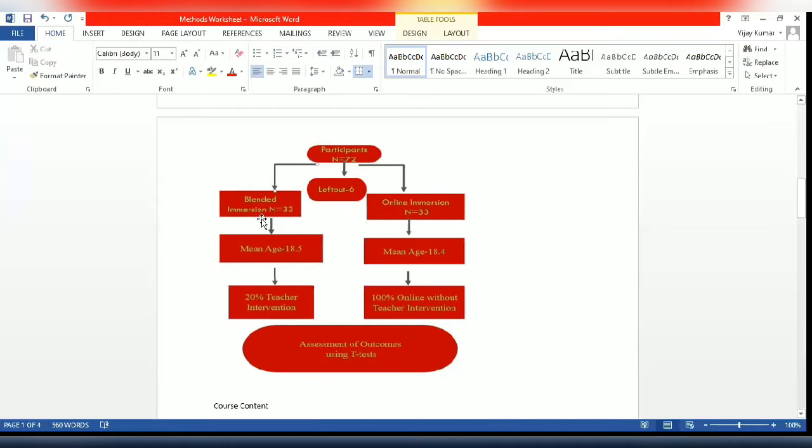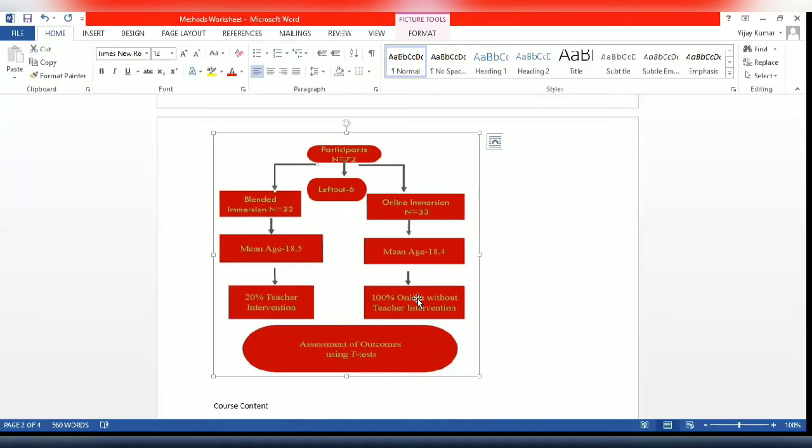Whereas in the first methodology, there was 20% of teacher intervention, and in the second methodology, there was no teacher intervention at all. So people, when you present something in figures, just like these mind mapping tools, the information could be presented in an easy and understandable manner.